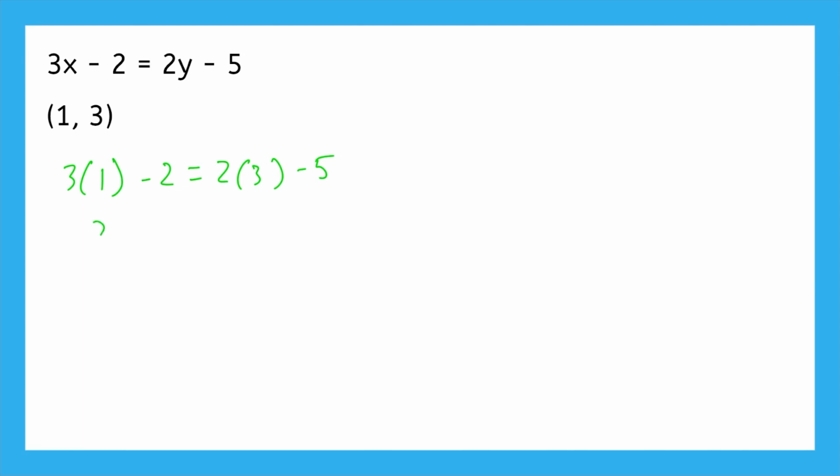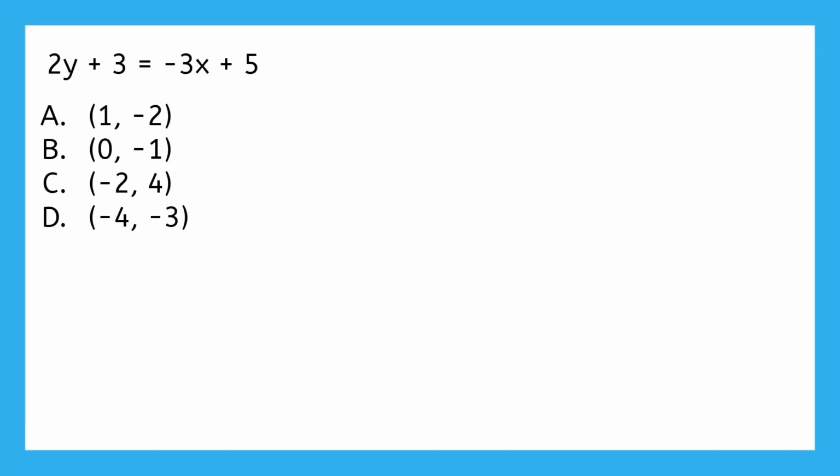3 times 1 is 3, minus 2 gives us 1 on the left side, and 2 times 3 is 6, minus 5 gives us 1 on the right. After plugging in our two variables, we got a true statement, 1 equals 1, so the solution works. As you can see, it's not much different from checking your answer in one variable. You just plug in the values and see if the equation is true.